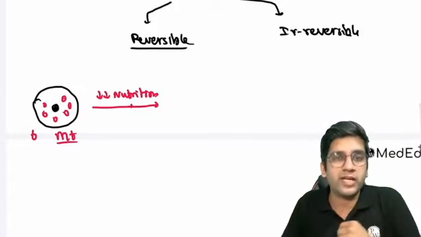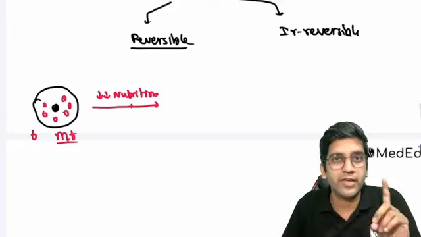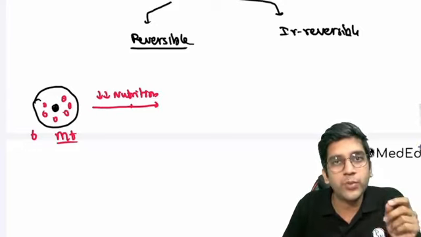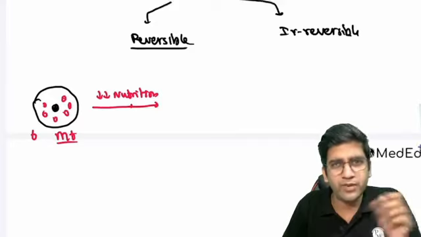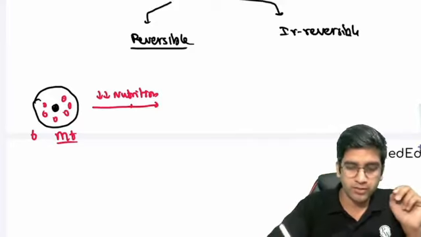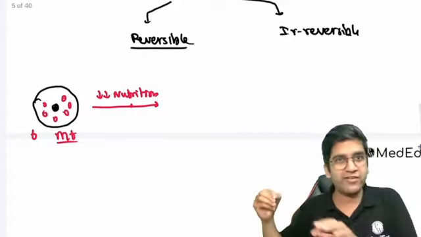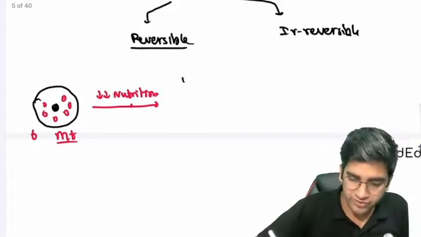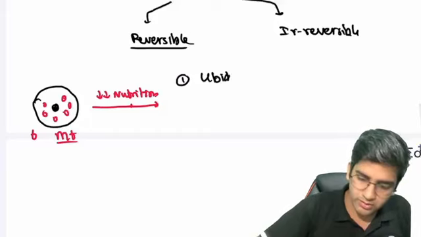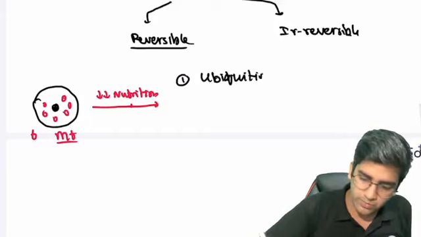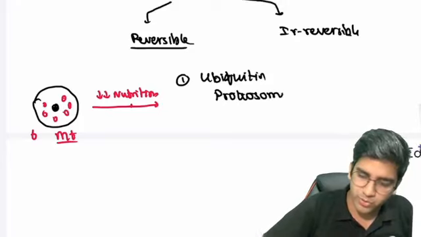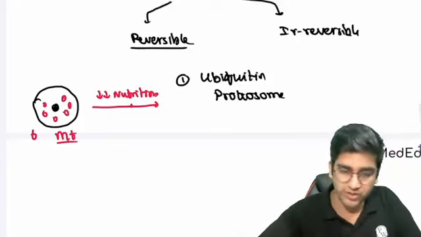There are two ways I can do this. In your biochemistry, have you heard about something called the ubiquitin proteasome pathway? Where have you heard it? There are two mechanisms by which I can reduce the load on the cell. The first mechanism is the ubiquitin proteasome pathway. It's there in the name. It's the proteasome, which destroys proteins, right?